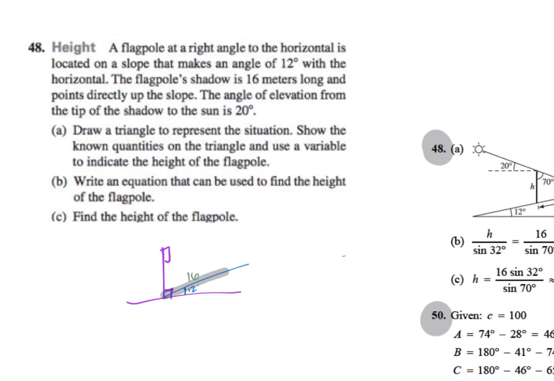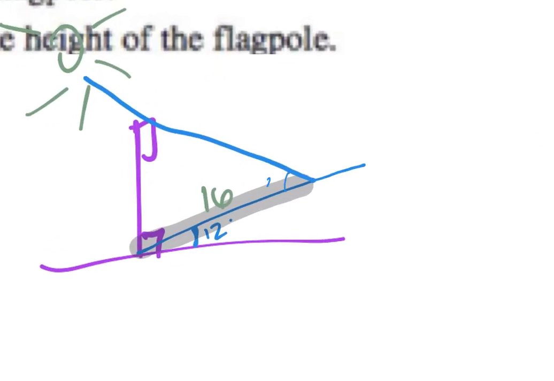And if there's a shadow on that side, it means the sun would be over here. And that's important because the last thing it says is the angle of elevation from the tip of the shadow to the sun is 20 degrees. So if I go from the tip of the shadow up to the sun, this angle is 20 degrees.